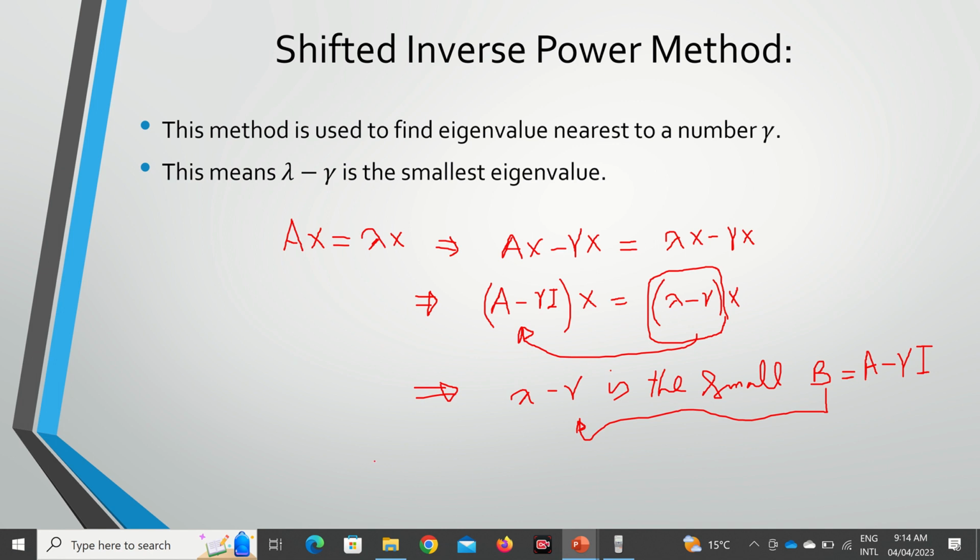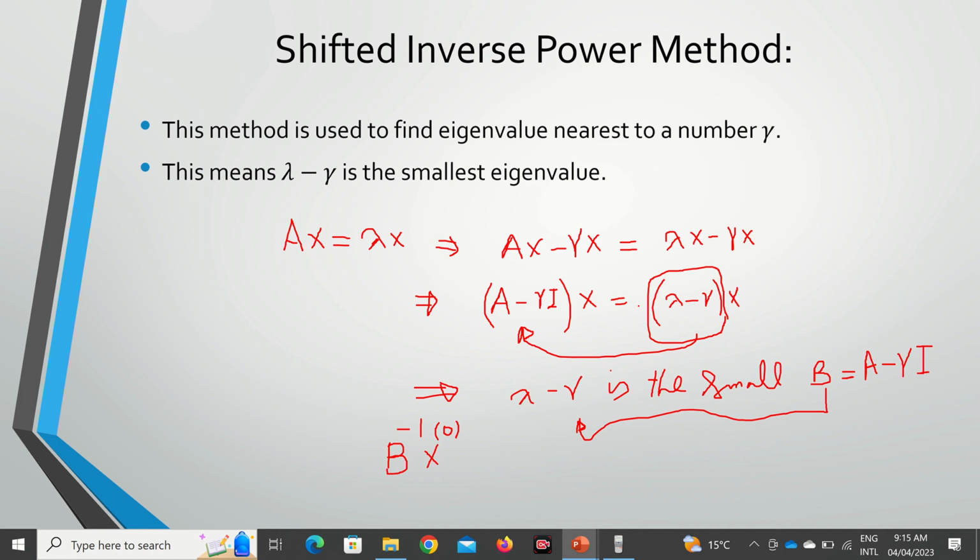That means you will be finding B first, and then you would find its inverse. Then multiply this B inverse with that initial value of x naught, because the eigenvector remains the same. X is here, and the same x is here. So the eigenvector will remain the same, while the eigenvalue will obviously change.